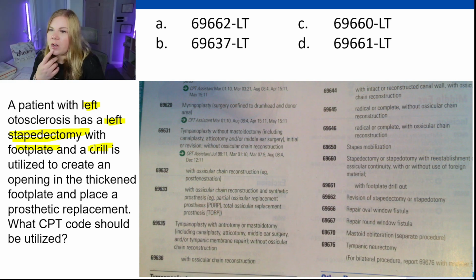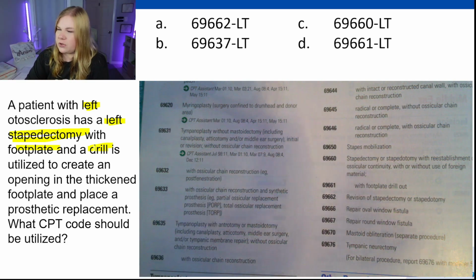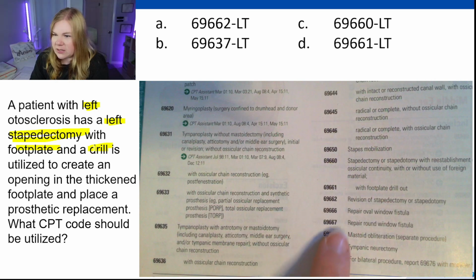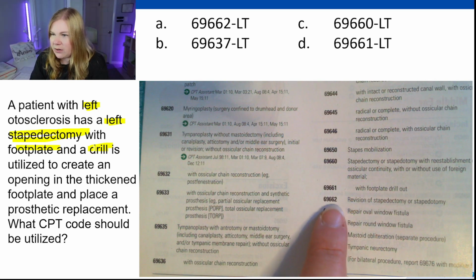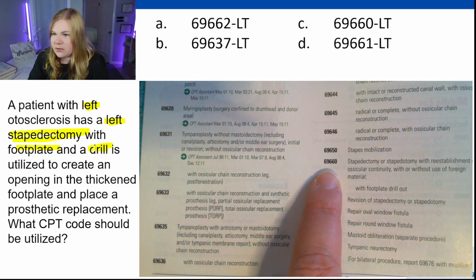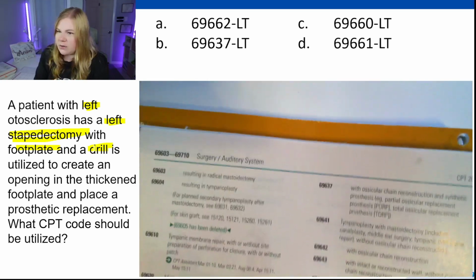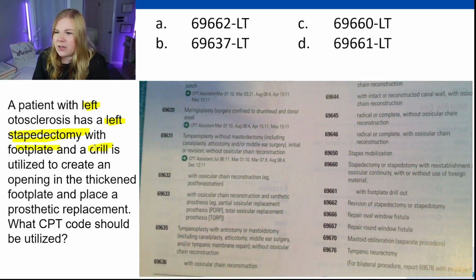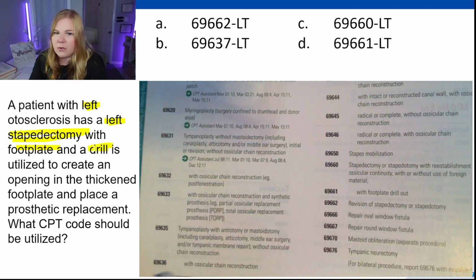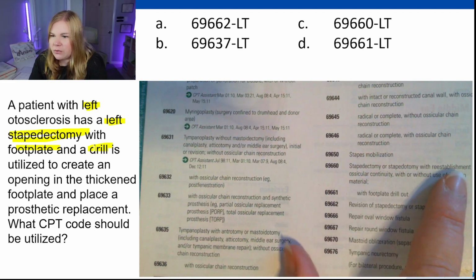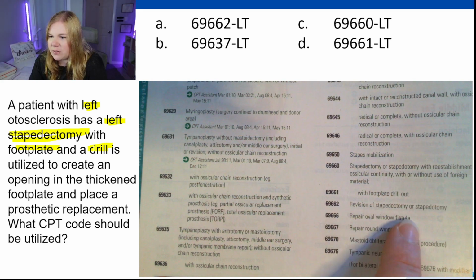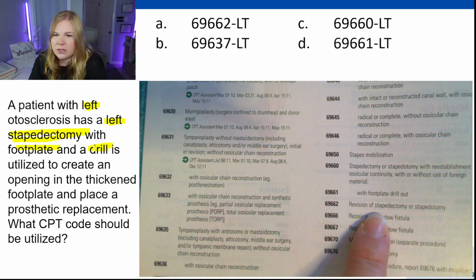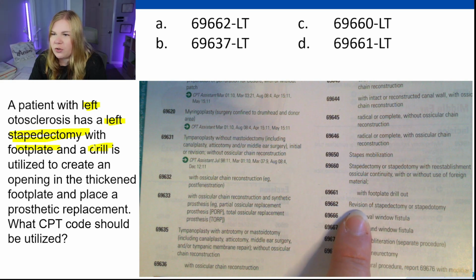So we have 4 different options here: 69662, 69637, 69660, and 69661. You can tell these are all pretty close to each other in the book. So our 69662 is right here. There's our 69660. 69637 is right over here. So we could just, for this type of question, look it right up in the book and kind of comb through some of these. So let's start with our 69662. 69662 is revision of stapedectomy. It doesn't look like a revision. It looks like it was a new one, not a revision of.